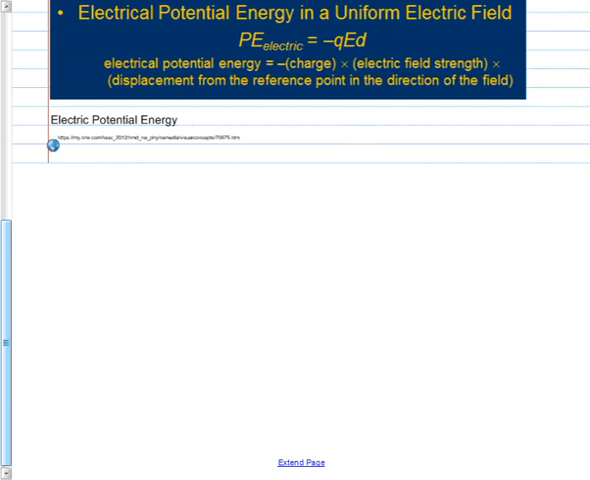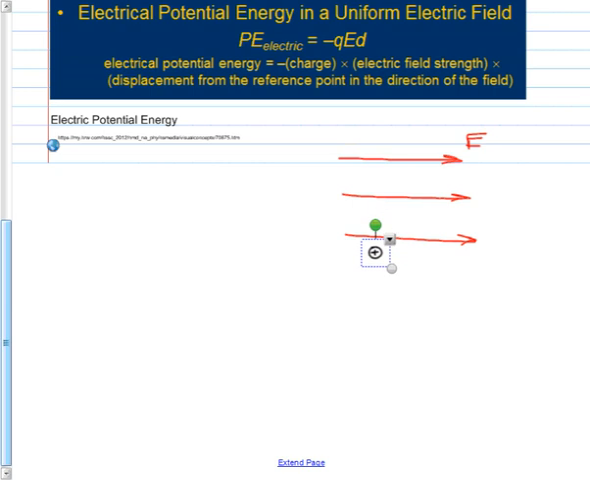Awesome. So let's look here for a moment. If I have an electric field, so here comes my electric field going in this direction, and I've got a charge. We're going to do a positive charge right here. So there's my positive charge. And if I move my positive charge this way, there is no change in electric potential energy.